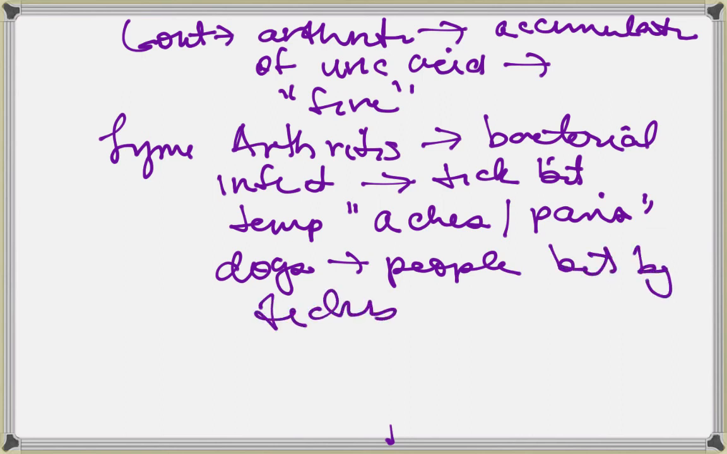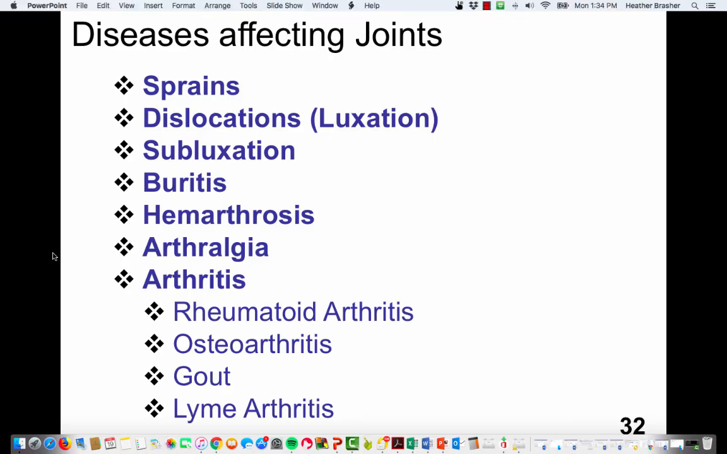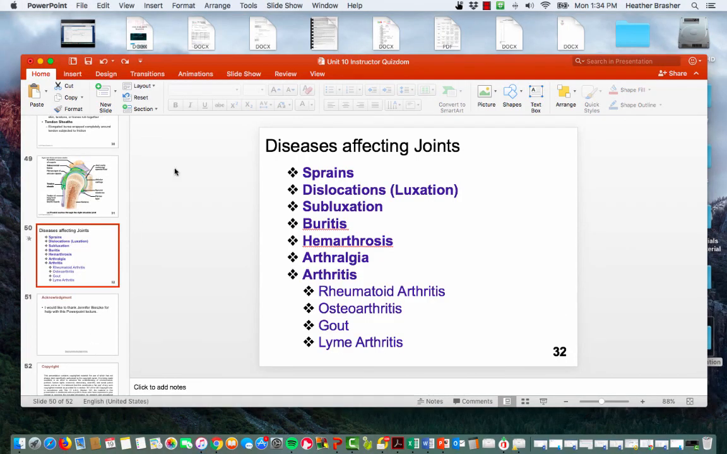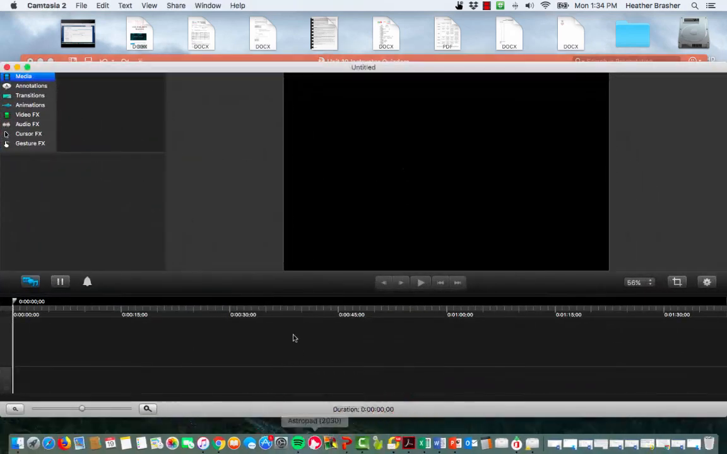So those are all the disorders, and that will finish us up for joints. If you have any questions, just let me know, guys. Other than that, have a great afternoon.